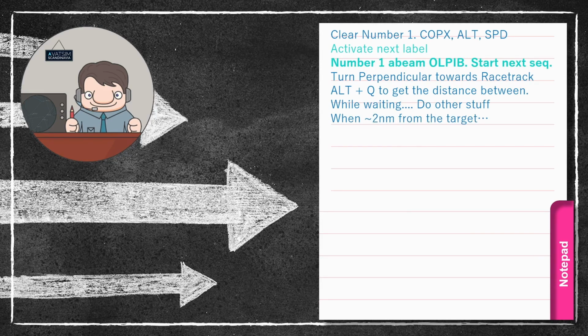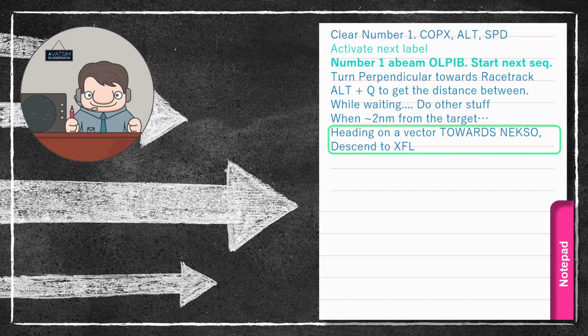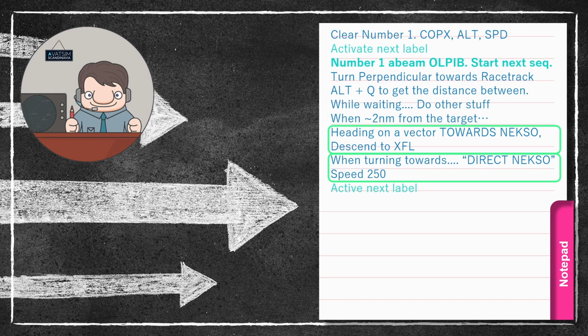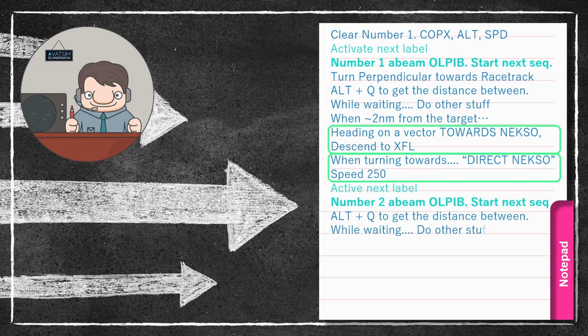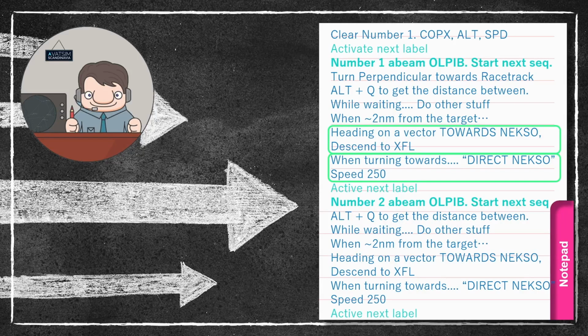When approximately 13 miles is built up, or to be more precise, approximately 2 miles from the desired separation, in one instruction, right or left heading whatever is needed to fly towards the handover fix, which is Nexo in this case, descend flight level 90, and in another separate instruction, proceed direct to Nexo, speed 250 knots. That's the condition fulfilled, so activate the next airplane, and when number 2 passes the holding fix, repeat again for number 3, and onwards we go.